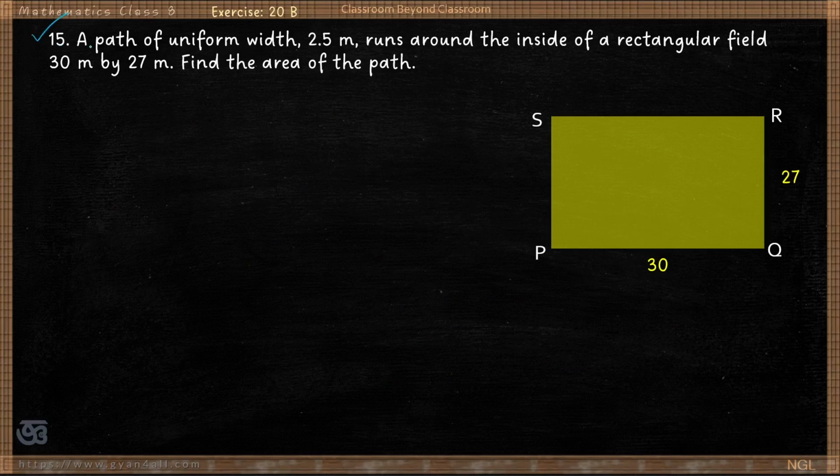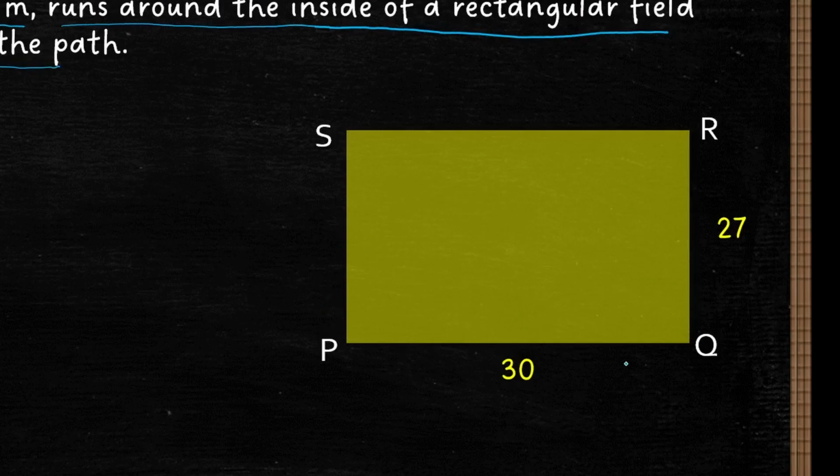Question number 15. A path of uniform width 2.5 meter runs around the inside of a rectangular field of dimension 30 meter by 27 meter. Find the area of the path. So suppose PQRS is the rectangular field, and you have to make a path inside this, and the width of the path is 2.5 meter. So these are all 2.5 meters, and we have to find the area of the path.